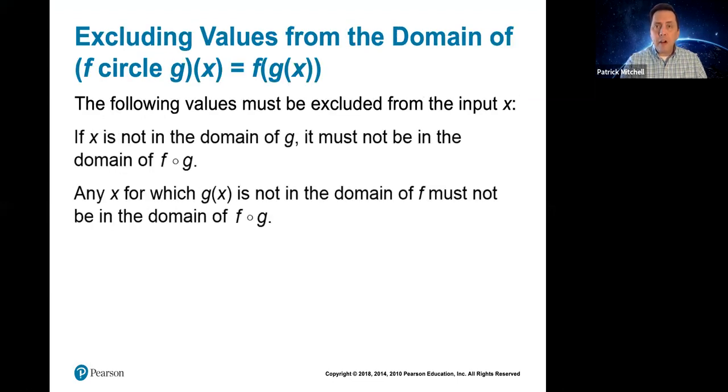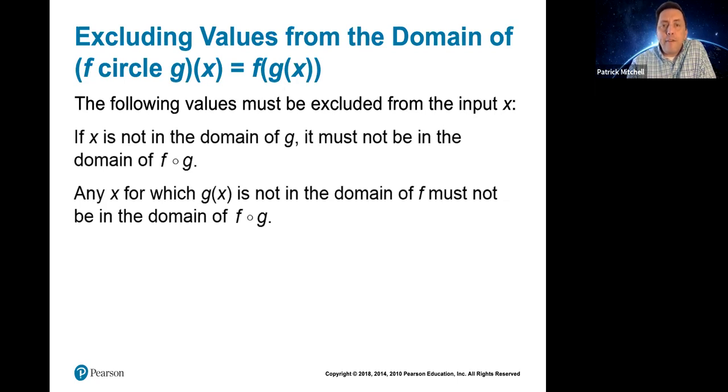However, we did not talk about domain in trigonometry. So let's come back to that now. Excluding values from the domain of, this is kind of a funny thing here. They probably meant to replace that with an actual circle. All right. Remember the composition of functions f and g. That means f of g of x. Okay, and if you're not sure what I'm talking about, go back and watch the last video.